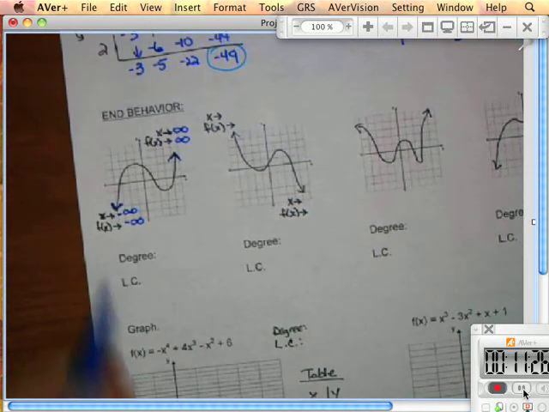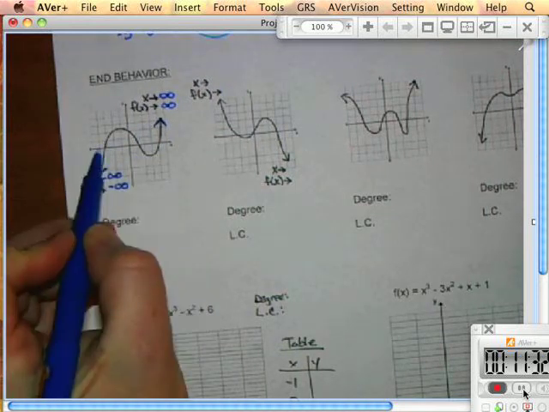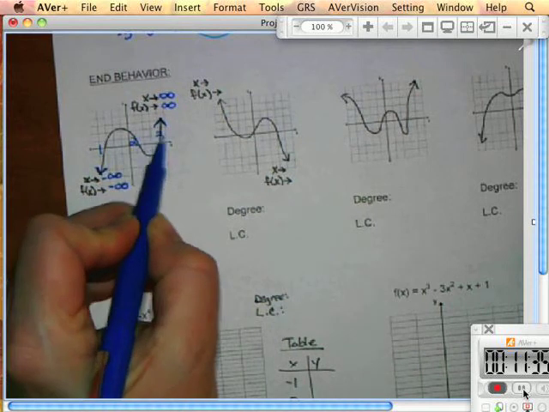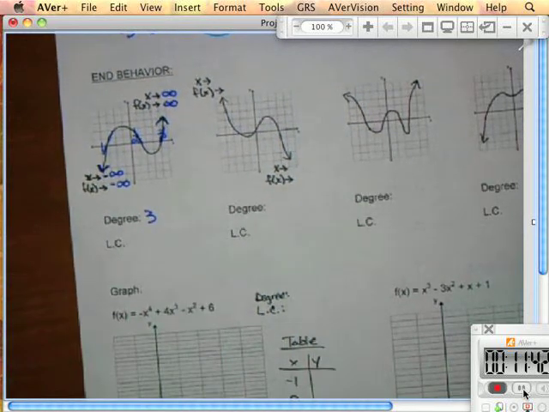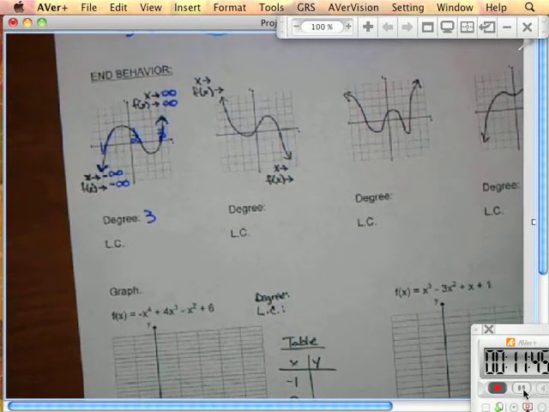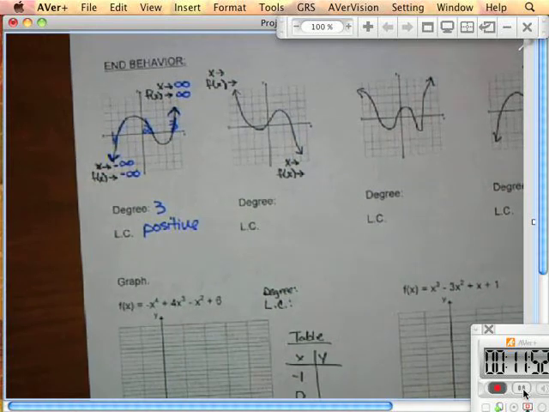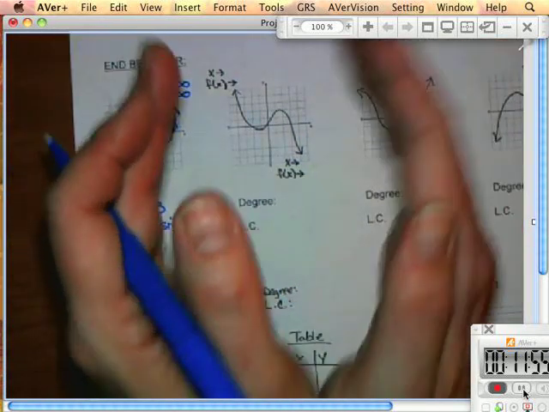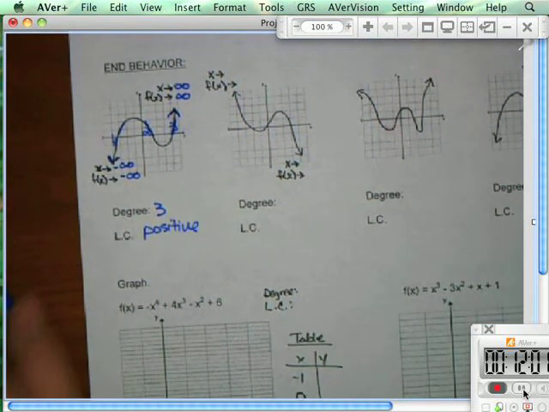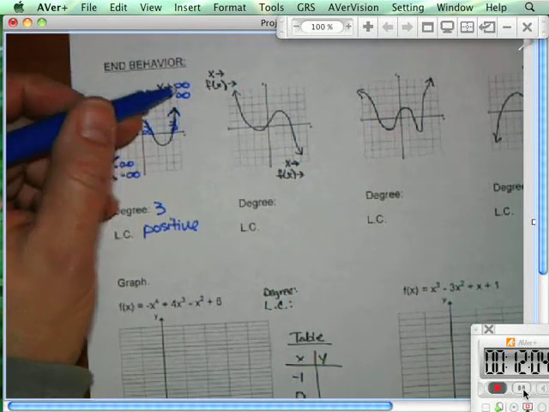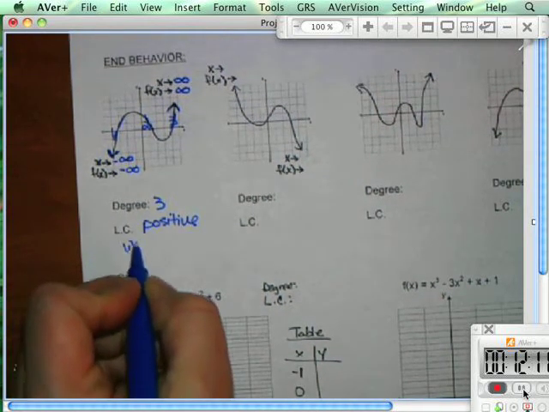Now, here's how you tell by looking at a graph what the degree of the polynomial function is. I kind of count this part right here. So here's 1, 2, 3. So I'm counting this part of the function right here. And there's 3 of those. So it's a degree of 3. And the leading coefficient is going to be positive because you kind of have to think about a parabola. When a parabola is facing up, remember, it was a positive leading coefficient. When it faces down, it was a negative leading coefficient. So you kind of look at the end part here, and this is facing up. So it's going to be a leading coefficient of a positive. It's like a parabola, sort of.